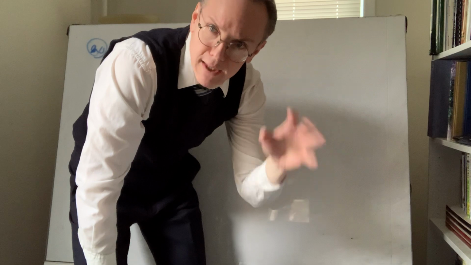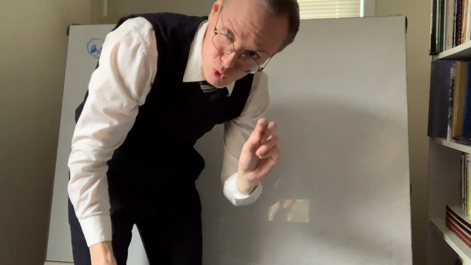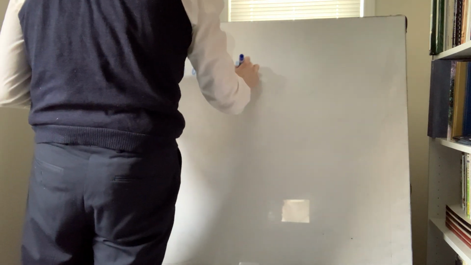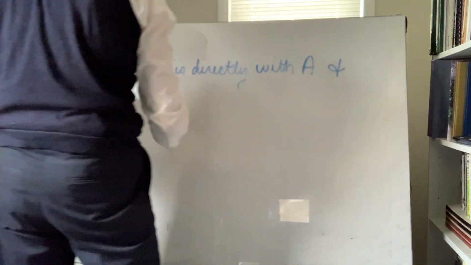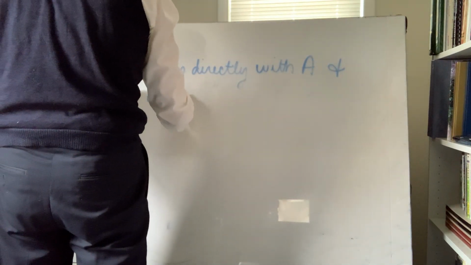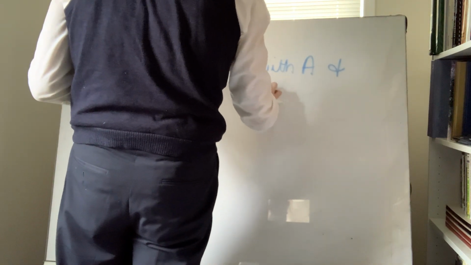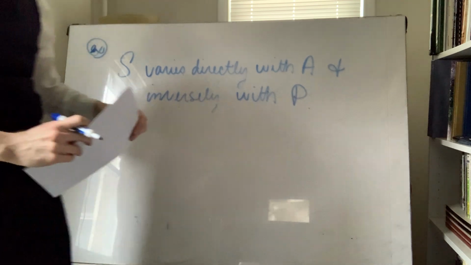Again, get in the habit of taking the verbose word problem and dumbing it down to the essential. Never mind what they represent, use the letters involved that they've chosen. They say essentially this: S varies directly with A, and inversely with P. All right, that is the first sentence whittled down to the essential.